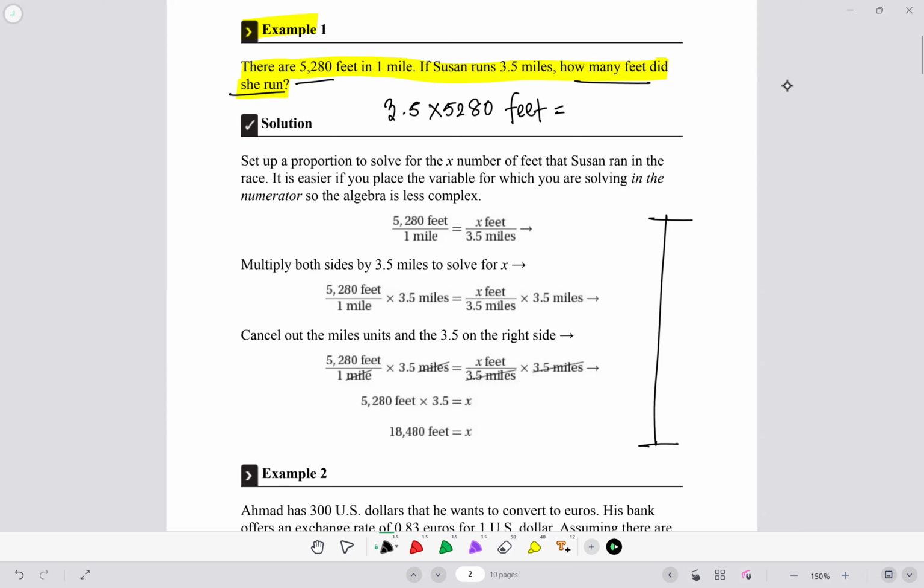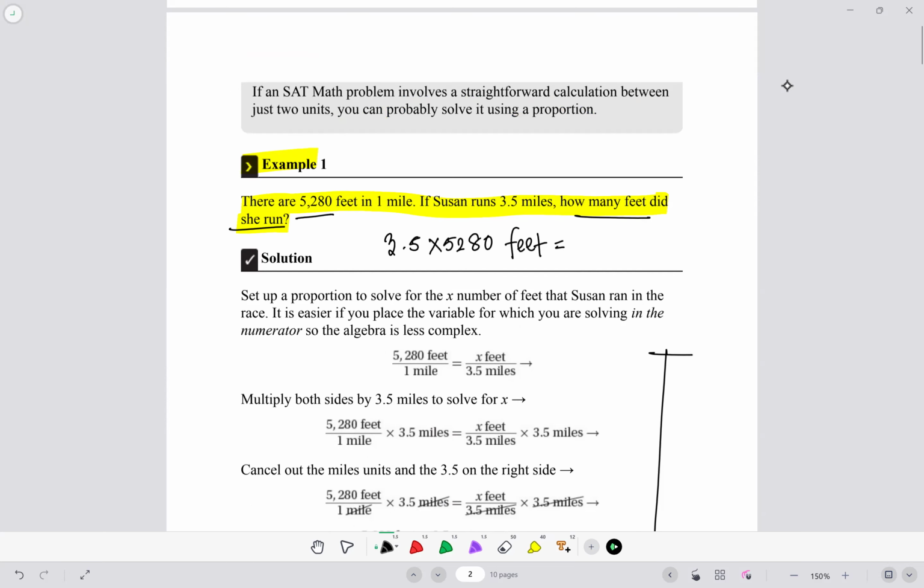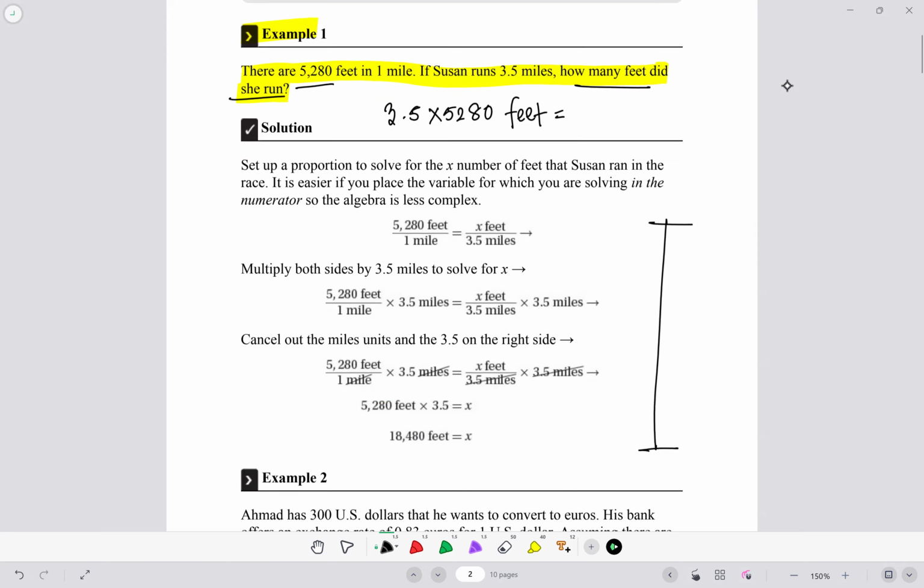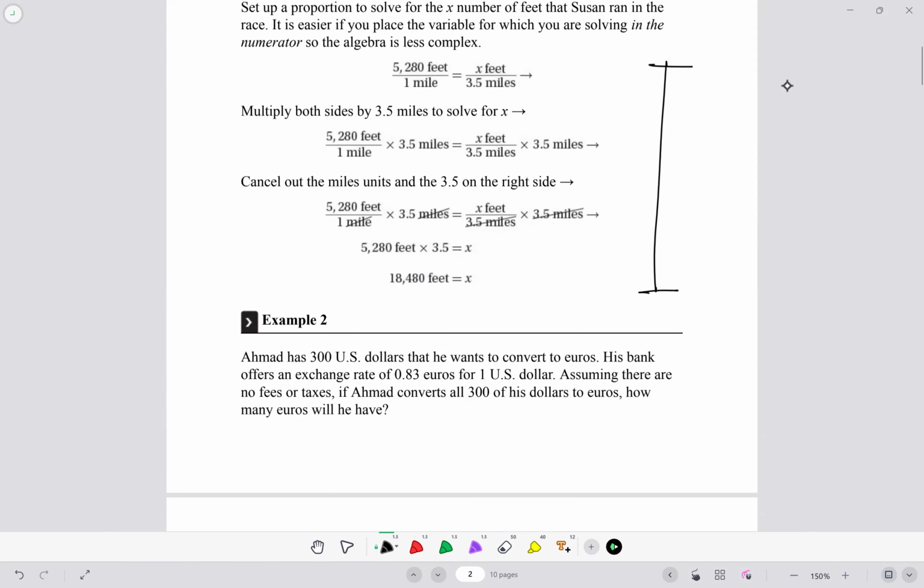So you just need to multiply it. And why are we multiplying? Because we know that 1 mile consists of 5280 feet, and 3.5 miles is nothing but 3.5 times 5280 feet. That is it. Maybe in some upcoming examples, we're going to solve some different types of problems. Okay, so example number two.